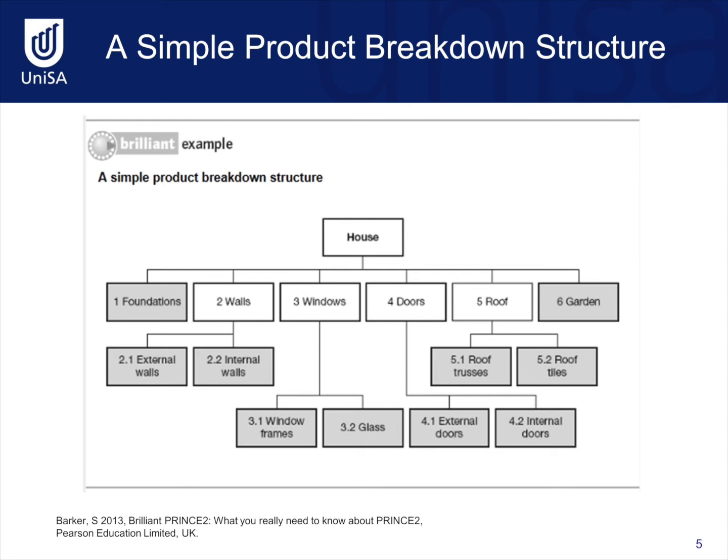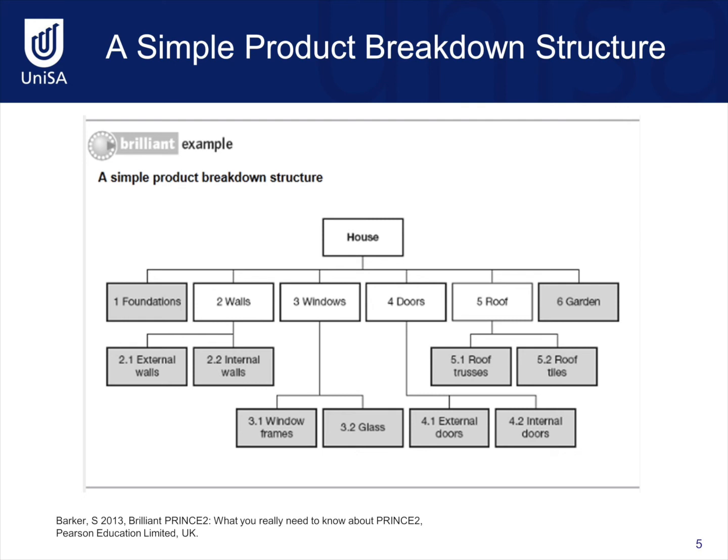Can we break any of those subproducts down any further? Yes. The walls we can classify as external and internal walls. The roof we can separate into roof trusses and roof tiles. Doors and windows are also broken down further into respective subproducts. So we are breaking up a product into subproducts. For each of these subproducts, you then need to write a project product description.